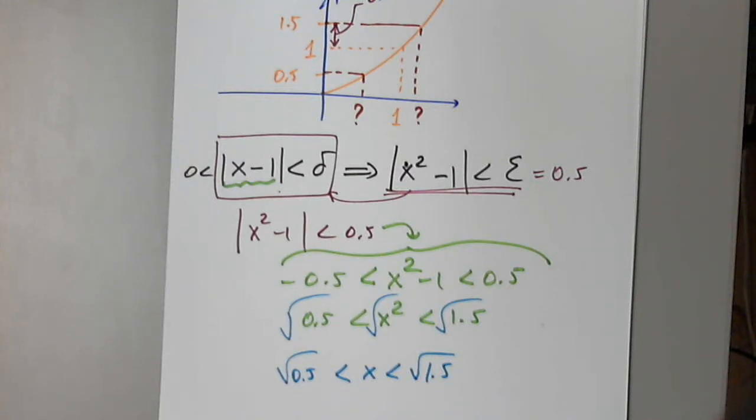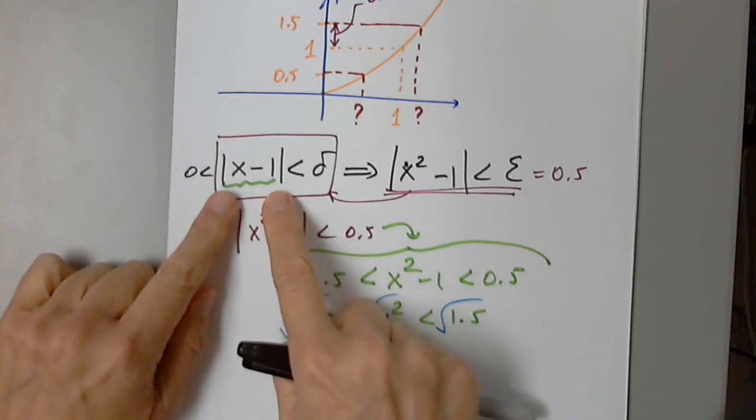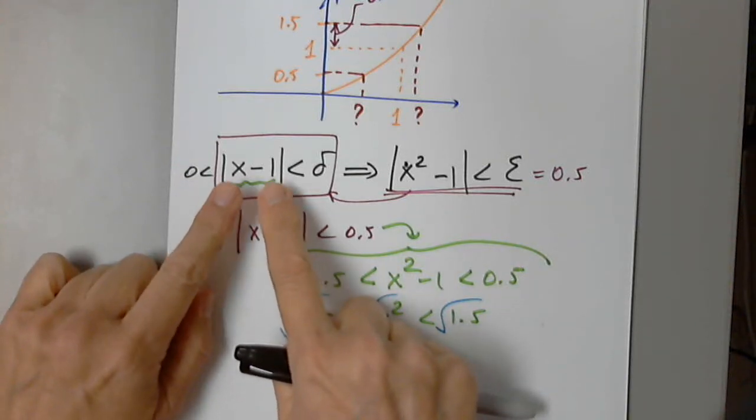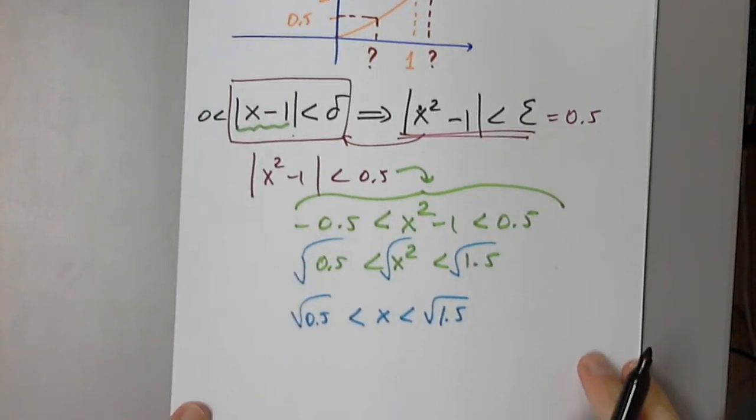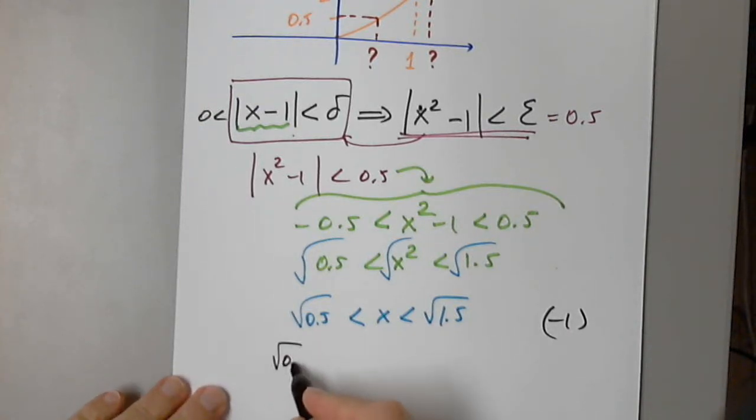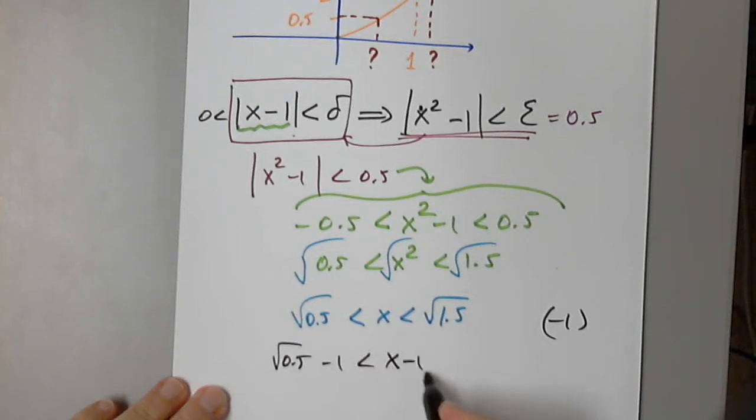Now, remember, I am after this. So what should I do to all three sides to have x minus 1 in the middle? Right, subtract 1 from all three sides. So then I have the square root of 0.5 minus 1 less than x minus 1 less than the square root of 1.5 minus 1.